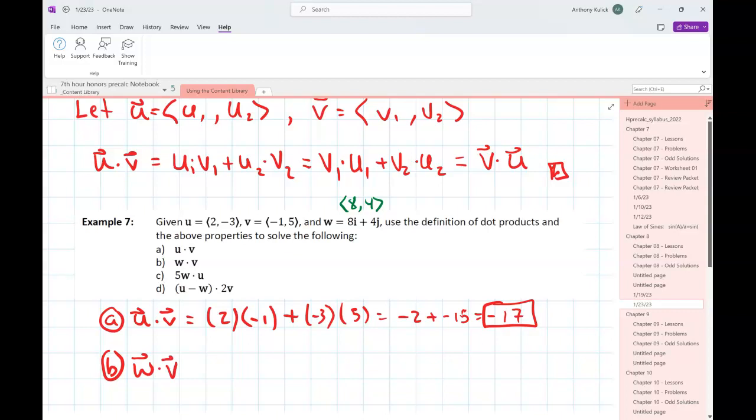So w dot v. Well, now that I've written w in component form, this is really easy, right? First component of w times first component of v plus the second component of w times the second component of v. So it gives me negative 8 plus 20, or just 12.